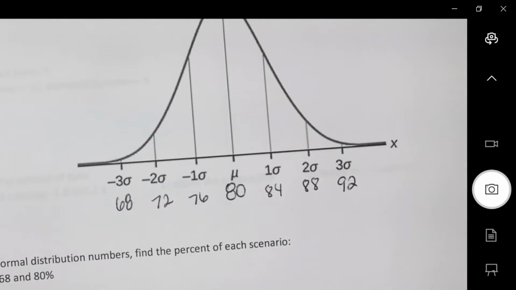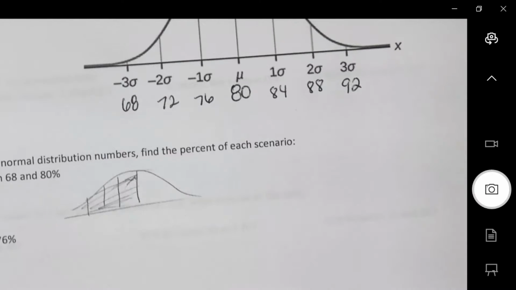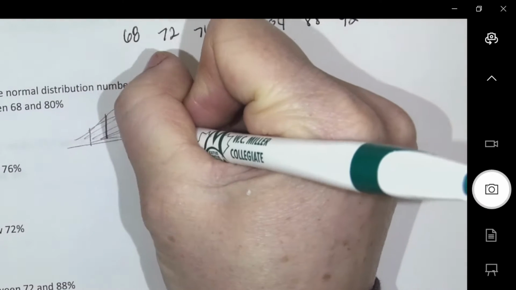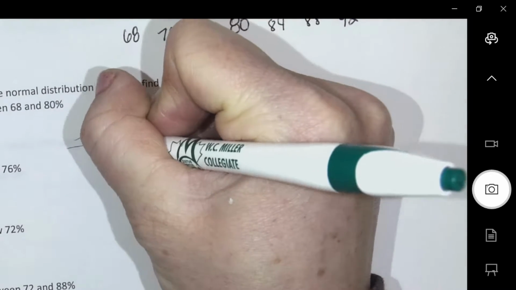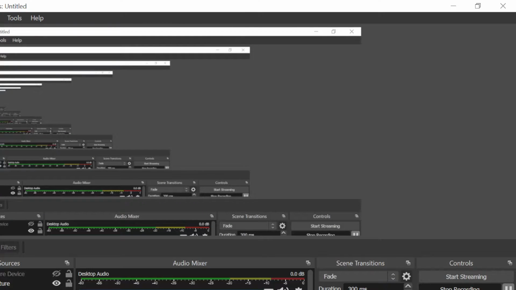Okay, what percent of the class scored between 68 and 80? Between the 68 and the 80. Can you find that by going to your cheat sheet? Okay, so on your sheets you should have 49.85% between those two zones.